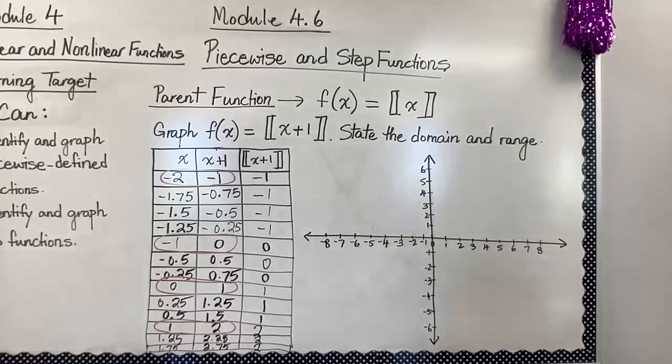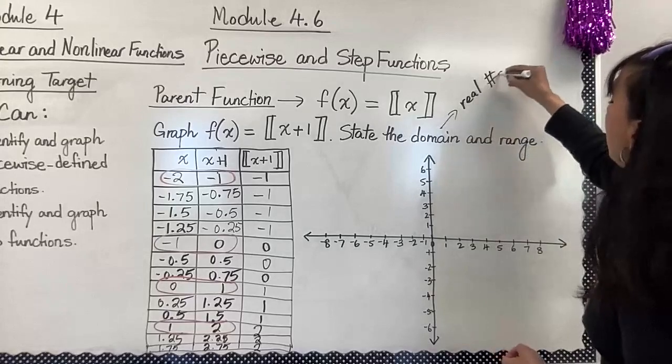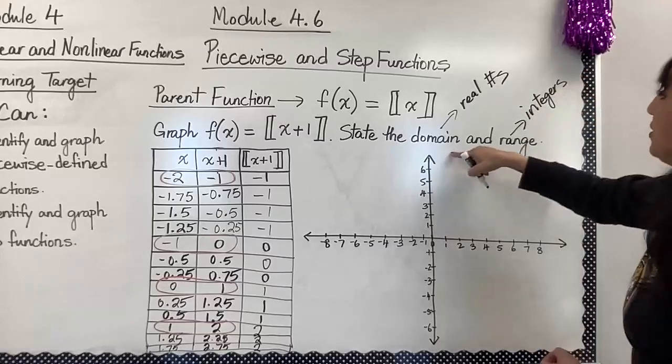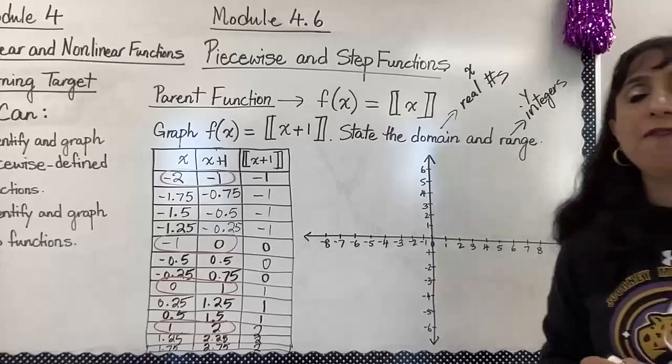Okay, so now let's go ahead and we are going to graph this. On the graph, dots represent included points. Circles represent points that are not included. So we did say the domain is what? All real numbers. And we said the range is all integers. Once again, what is the domain? Is the x. What is the range? Is the y, which is the f of x.